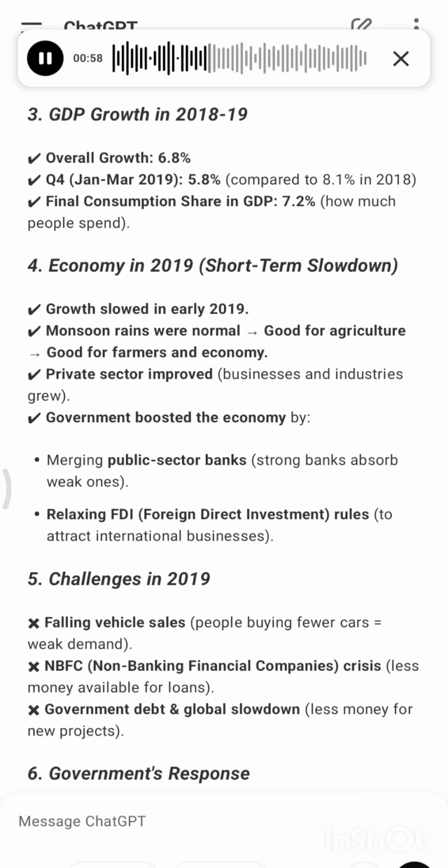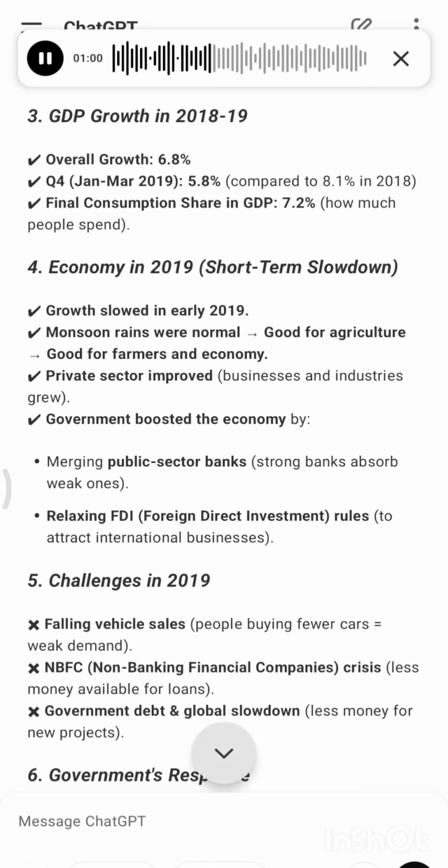3. GDP growth in the 2018-19 term. Overall growth was 6.8%, with Q4, January-March 2019, at 5.8% compared to 8.1% in 2018. Final consumption share in GDP was 7.2%, which is how much people spend.